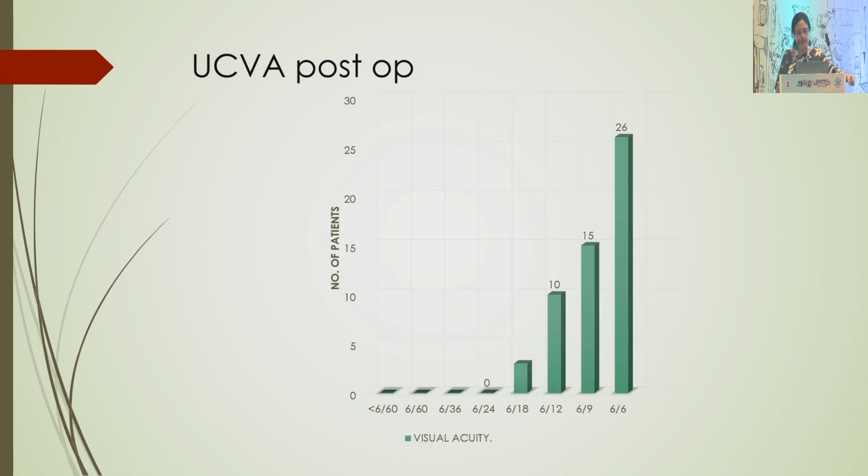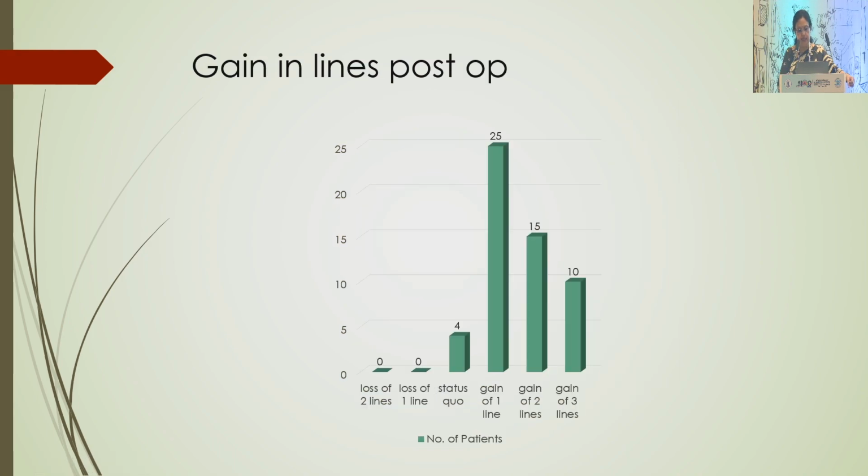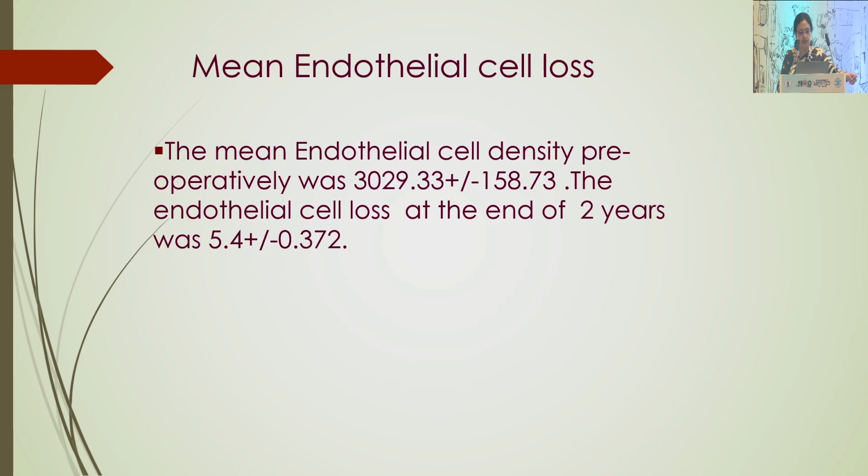Uncorrected postoperative visual acuity improved significantly. 26 out of the 54 patients had 6/6 and 15 patients had 6/9, and none of the patients had less than what they had before surgery. There was a significant gain in lines. About 25 out of 54 patients, almost 50%, had a gain of one line, about 25% of the patients had two lines gain, and around 15% had three lines gain. That showed the excellent refractive correction that the patients developed.